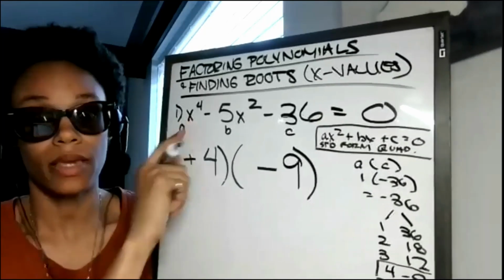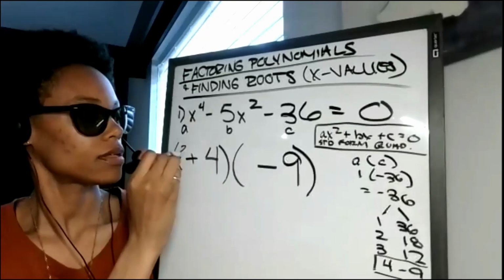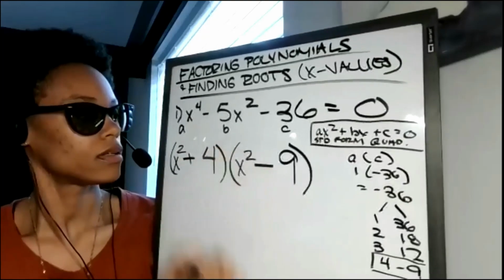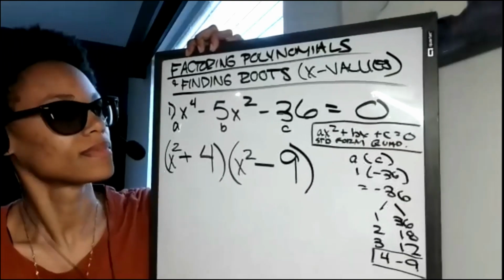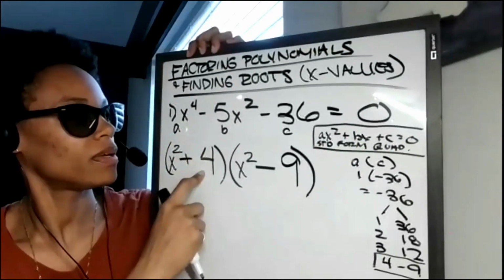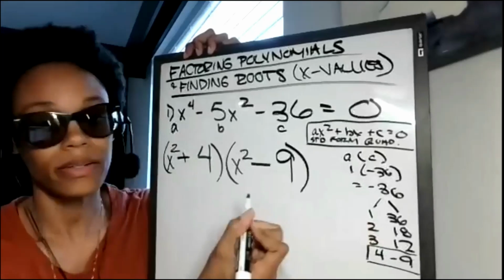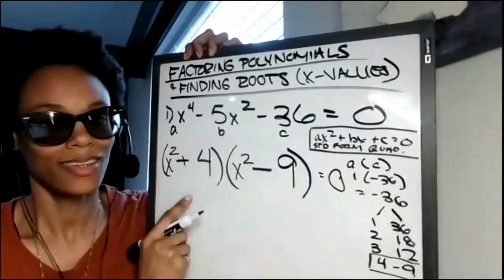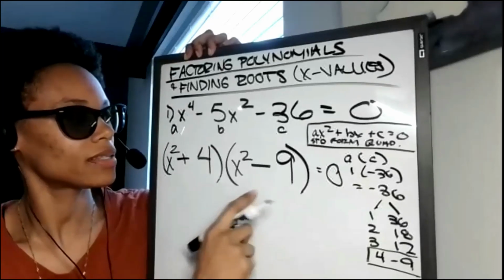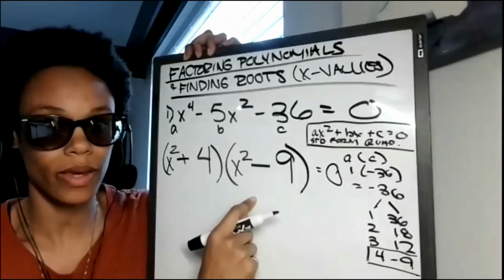And we need to get back this x to the 4th, so that's x squared, x squared. So we've gone from this standard form into factored form, but we can still factor. We have x squared plus 4 times x squared minus 9. Here we have our difference of squares.